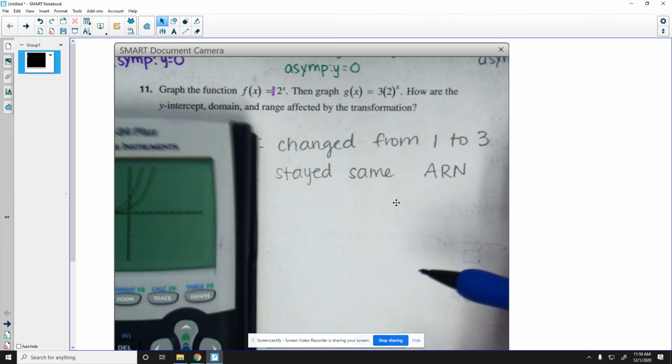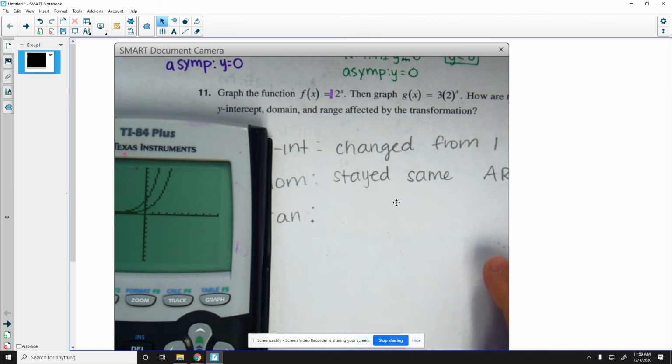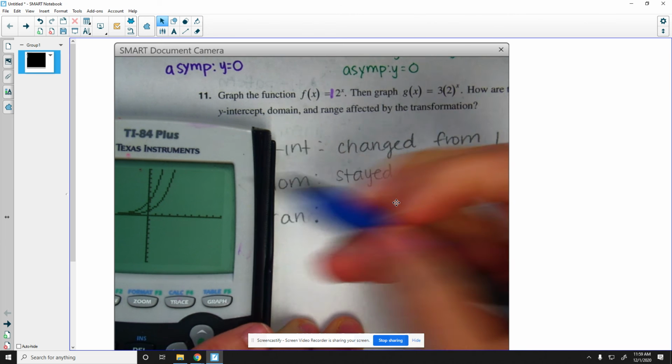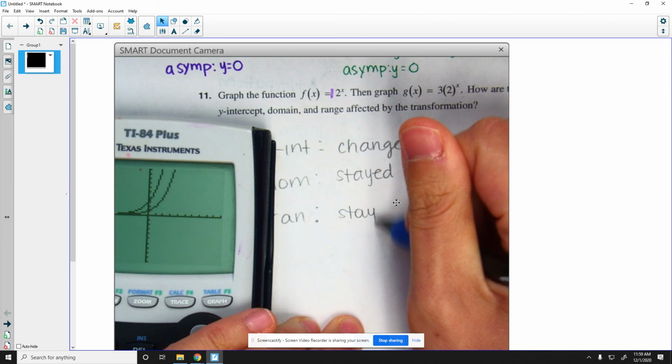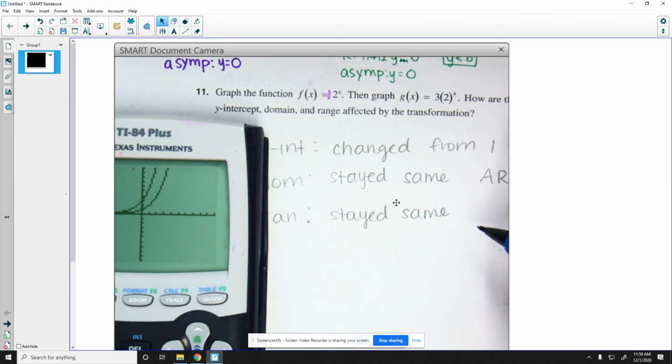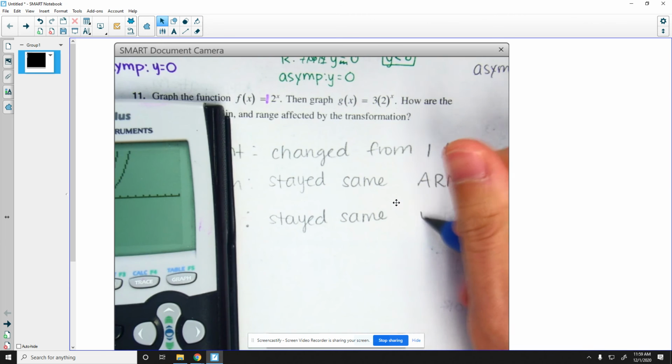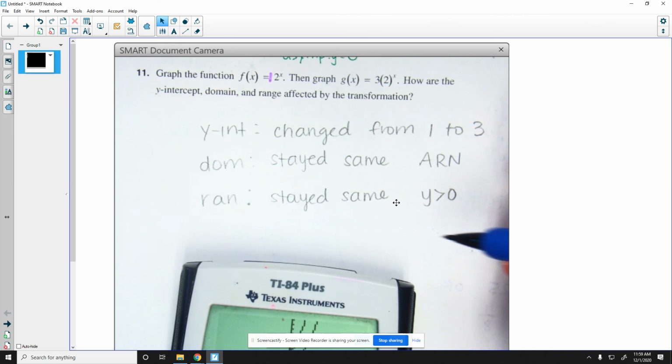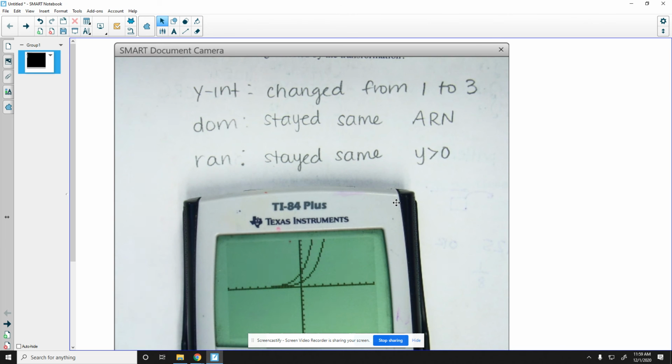Okay, so how was your range affected? Same, right? So it also stayed the same. And what was the range here? Y is greater than 0. Thank you. Not greater than or equal to, just greater than. Yes. This is kind of like your starter.